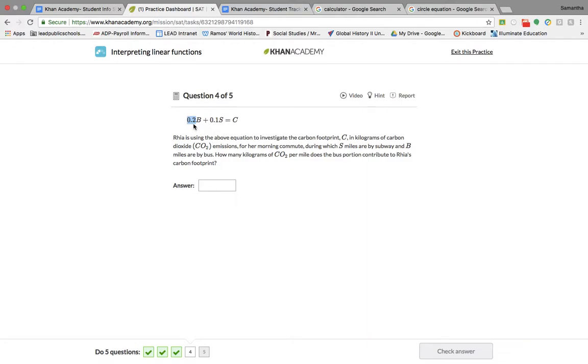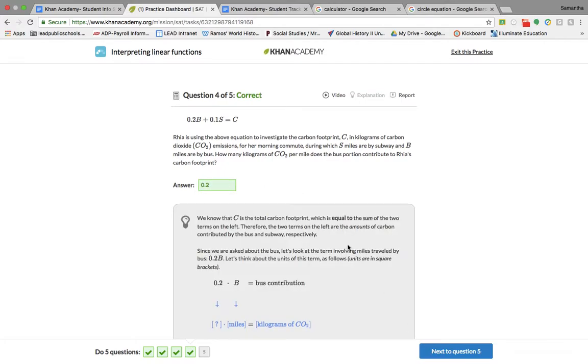0.2, so B is bus. We don't know how many miles she goes on the bus. So since we don't know that and we're not going to put B, it's probably going to be 0.2. Let's double check. 0.2. Yes, I got that right.